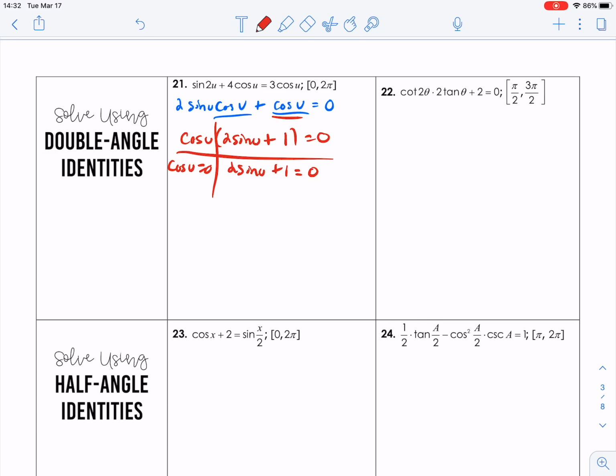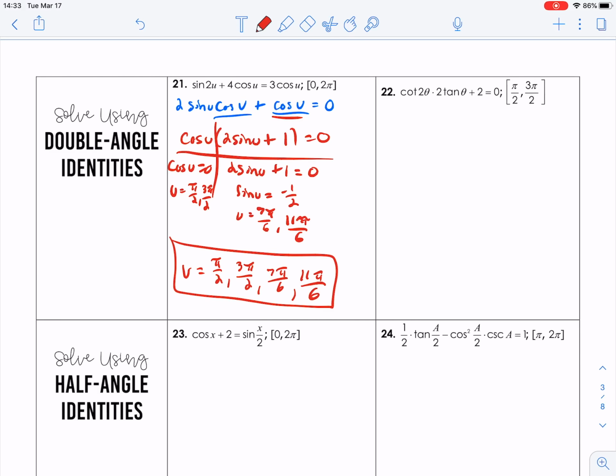Where's cosine of u equal 0? First we got to check what quadrants. Any quadrant. So when u is pi over 2 and 3 pi over 2. When does sine of u equal negative 1/2? Good question. When u is 7 pi over 6 and 11 pi over 6. This is better with an audience. Anyway, let's put all these together. We get pi over 2, 3 pi over 2. I'm not going to even do it in descending order anymore. 11 pi over 6. There we go.